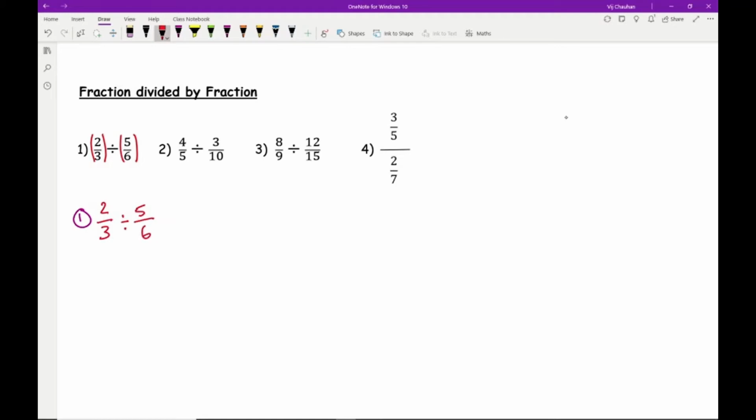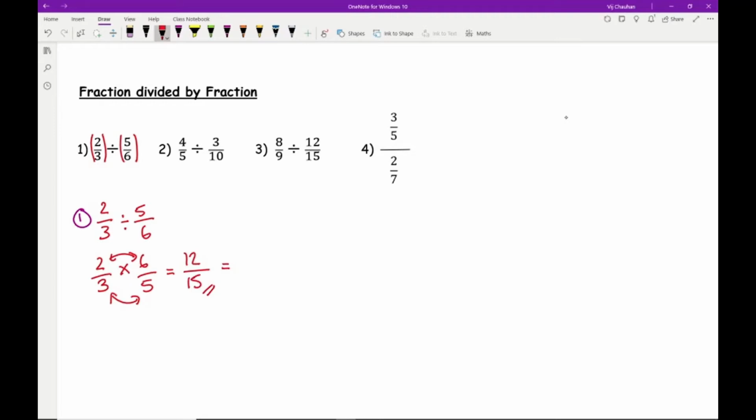Once we've got that sorted and we've checked to see if we can simplify, first things first, we're going to follow the steps. The first fraction stays the same, and then we flip the second fraction, so it becomes 6 over 5, and then we replace the division symbol with times. Then we multiply the two numerators together, so we get 12, and multiply the two denominators together, in which we get 15, and there is our answer. But we always want to check to see, can we simplify it? Yes, we can.